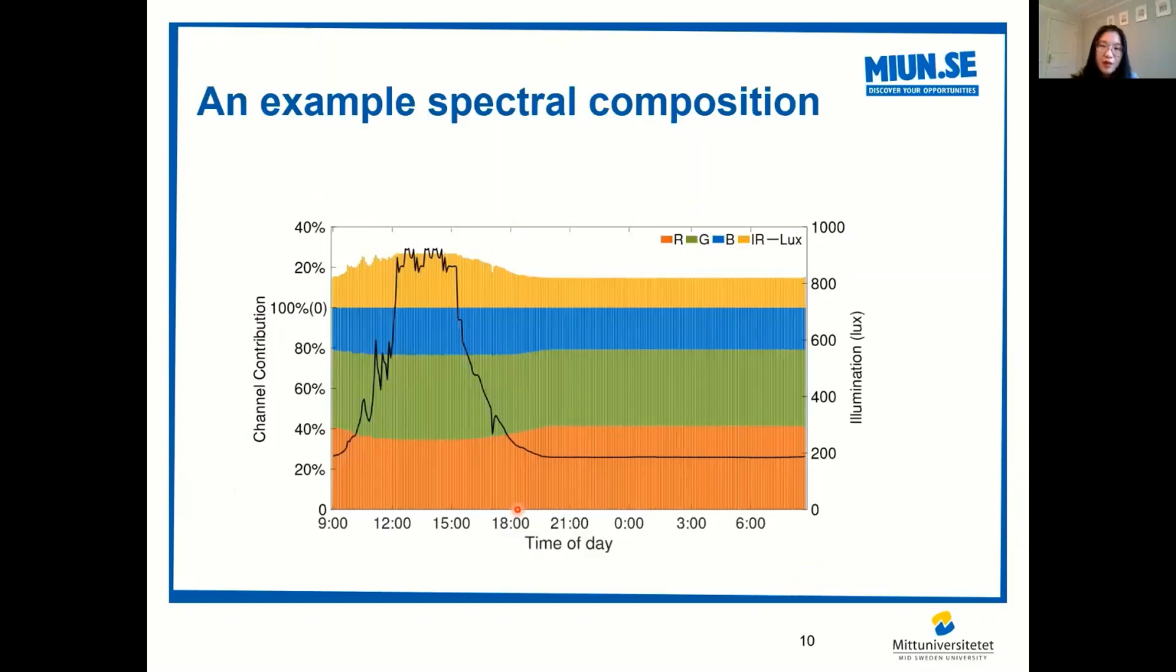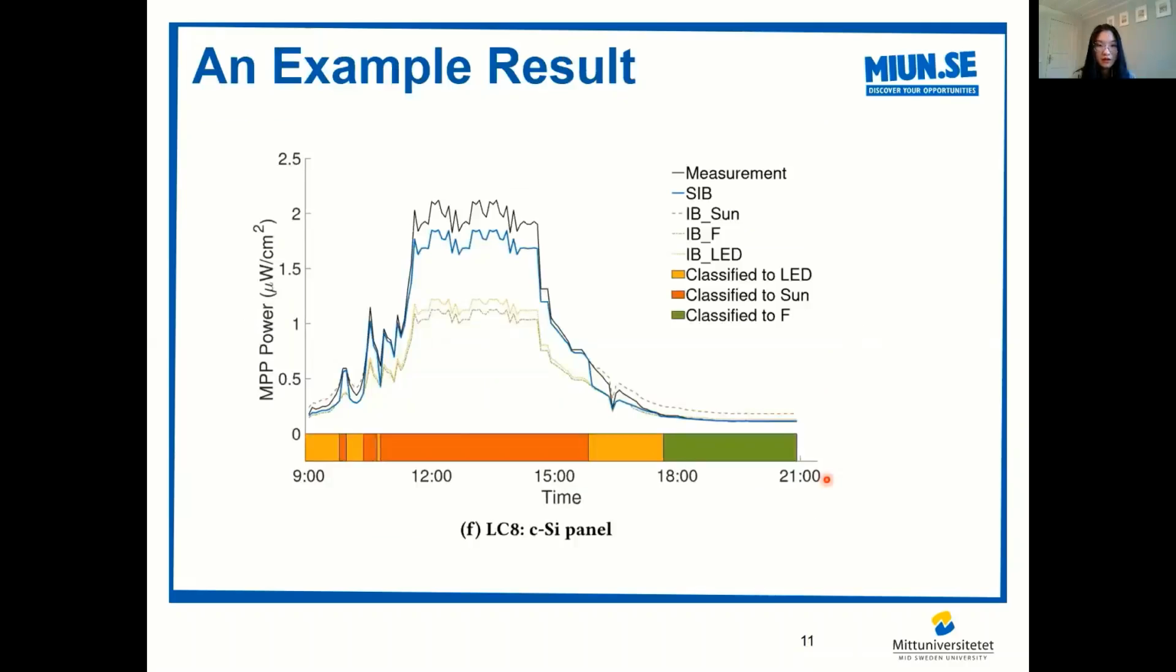This is an example spectral composition we measured from an indoor light condition by our data acquisition device. The different colors show the different channels of the red, green, and blue and infrared spectral composition. And all of this spectral and intensity information can be used as the input of our classifier. This color bar shows the classification result.